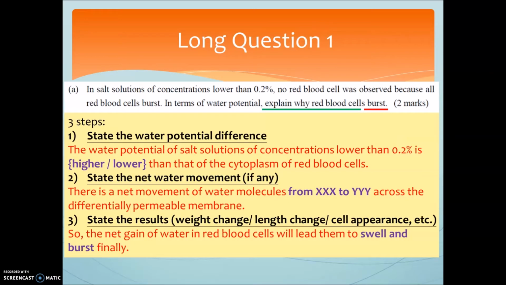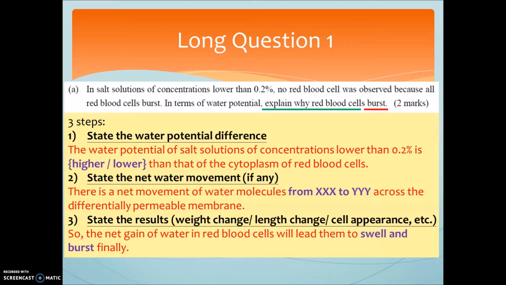Okay, so for question A, in salt solutions of concentration lower than 0.2%, we observe no cells, because all the red cells burst. And in terms of water potential, explain why all the red cells burst in the solution of concentrations lower than 0.2%, that means between 0.2 and 0%.